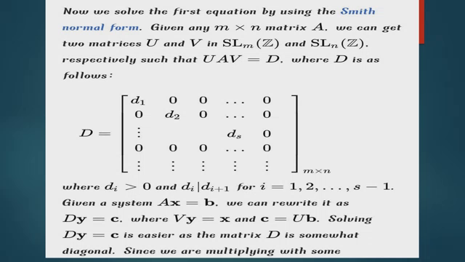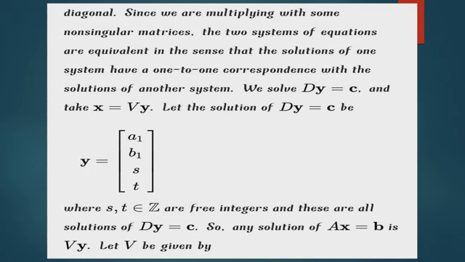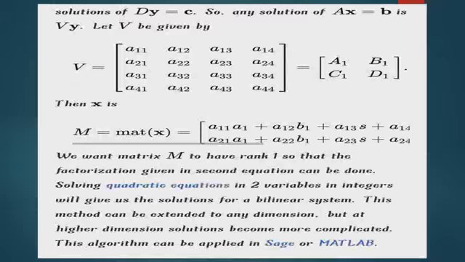Solving Dy equals c is easier as the matrix D is somewhat diagonal. Since we are multiplying with non-singular matrices, the two systems of equations are equivalent, in the sense that the solutions of one system have a one-to-one correspondence with the solutions of the other system. We solve Dy equals c and take x equals Vy. Let the solution of Dy equals c be y equals (a1, b1, s, t), where s and t are free integers, and these are all solutions of Dy equals c. So any solution of Ax equals b is Vy. Let V be given as shown in the image.